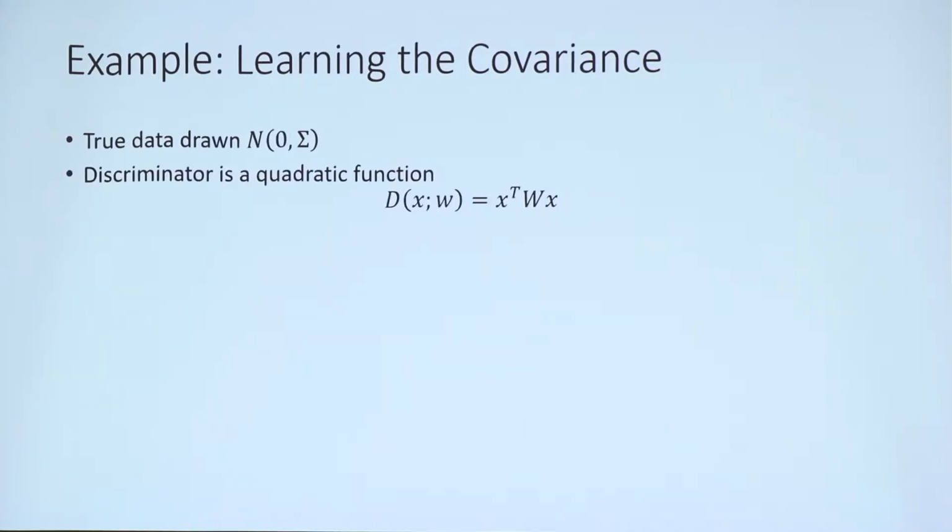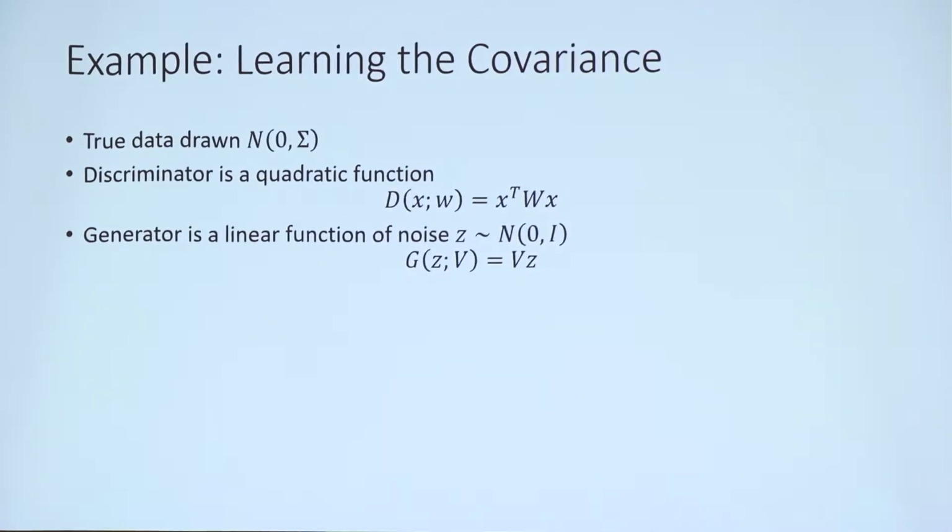And you can do the same exercise when you're not trying to learn a mean. Say you want to learn a covariance matrix. Now, of course, because you're trying to learn a correlation between coordinates of your distribution, you also need to test second moments. So say now the discriminator is a quadratic function as opposed to a linear function, and the generator now takes as input random noise and tries to translate it with some matrix V so that the output is the true data distribution.